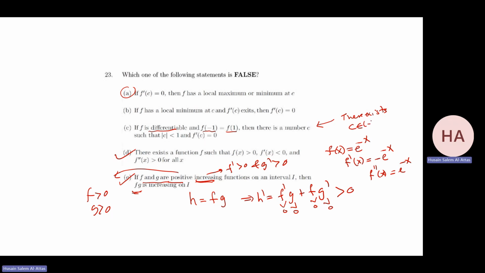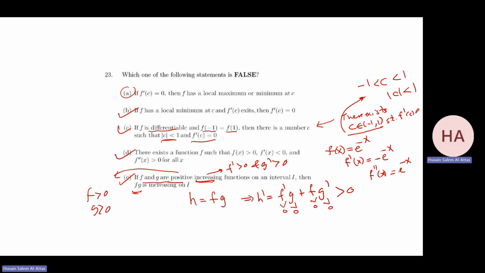In the interval minus 1 to 1, such that f prime at c equals 0. This means c is between minus 1 and 1, which is the same as the absolute value of c less than 1. So he just rewrote it. So this is correct. If f has a local minimum and f prime exists, for sure f prime equals 0.